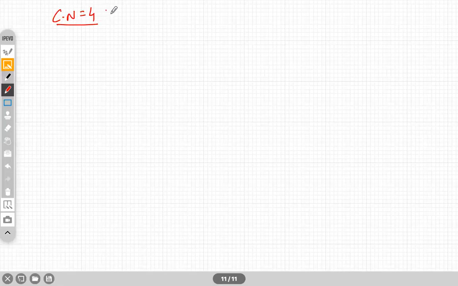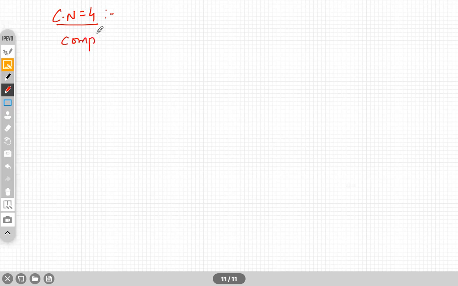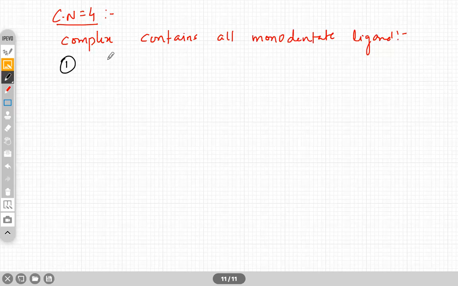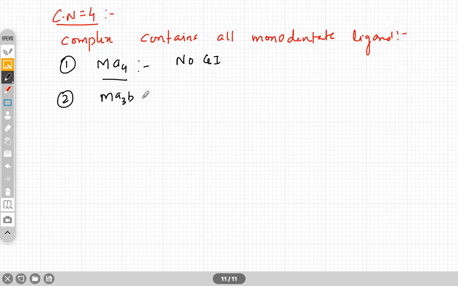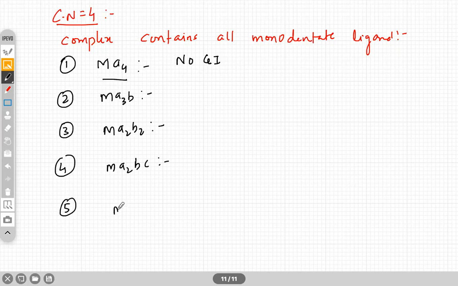So next is write down coordination number 4. If you have complex contains all monodentate ligands. So for example, the first one is MA4 type. Do we have any GI in this? No GI present. Yes. If you write down MA3B type, what is the number of GI? MA2B2. MA2BC. MABCD, number of GIs in this.